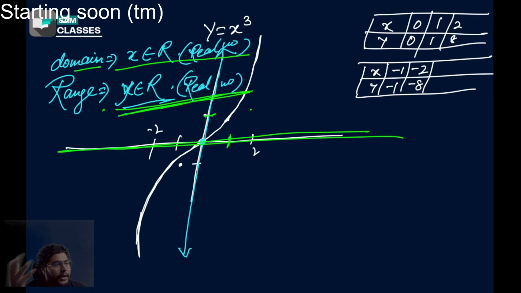I can take positive, I can take negative, I can take 0. Same thing. The moment I'm taking X, Y also I can get anything: positive, negative, 0. Correct. So both are all real numbers. So when the domain and range are real numbers, we call it a real valued function. Clear? Anybody, any doubt till here?